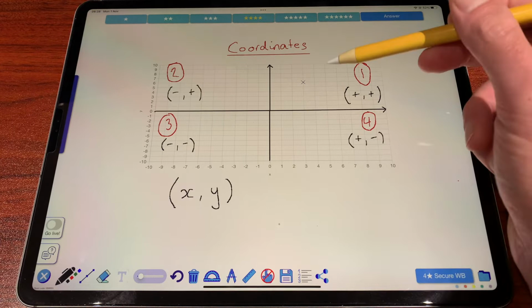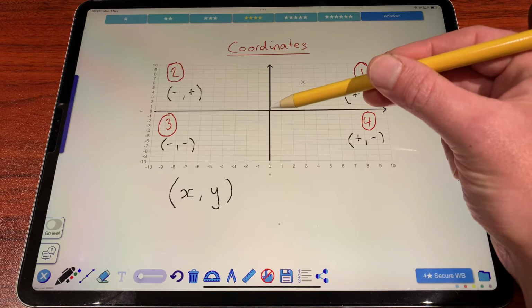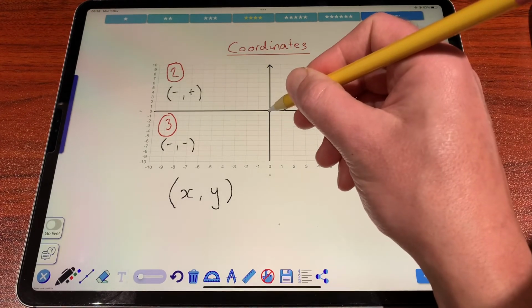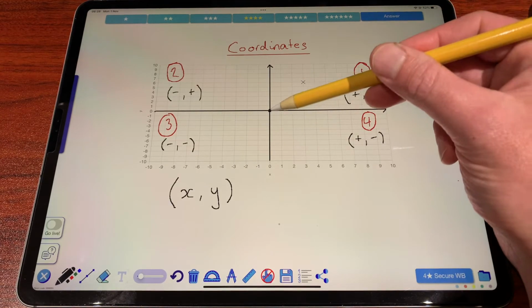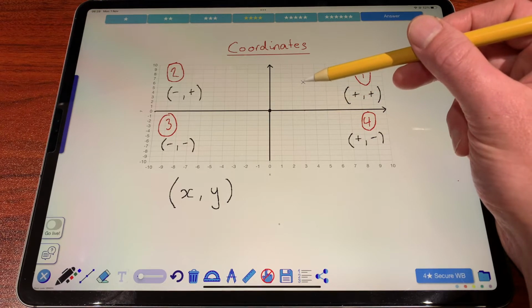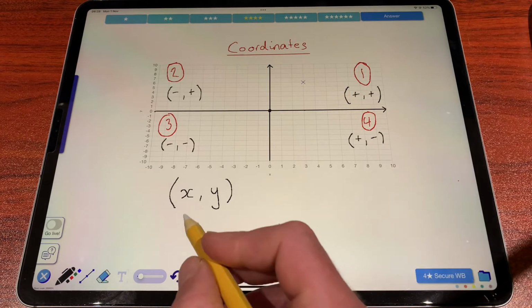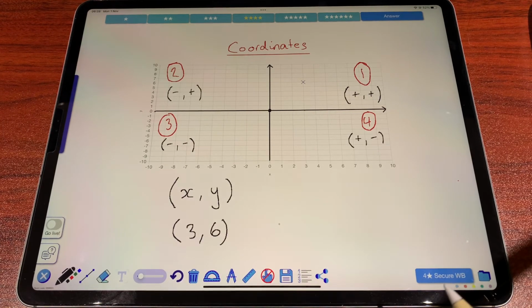So let's take a look at this point marked. It lies within the first quadrant. As you can see from the origin, which is the point that is 0, 0, this point is 3 to the right, so 3 on the x-axis, and 6 up. This coordinate is 3, 6.